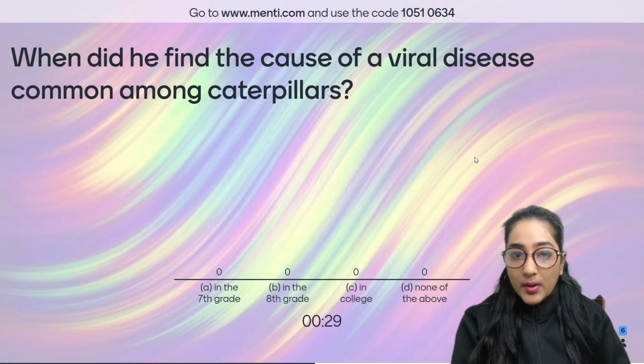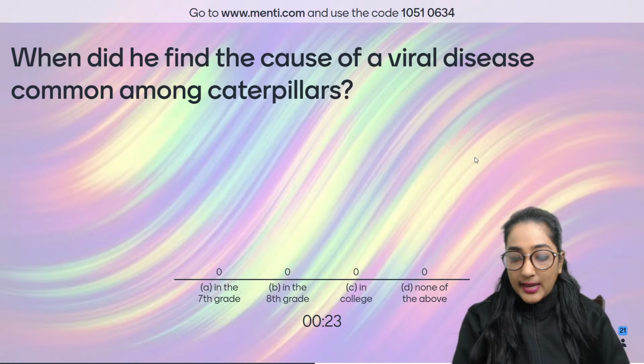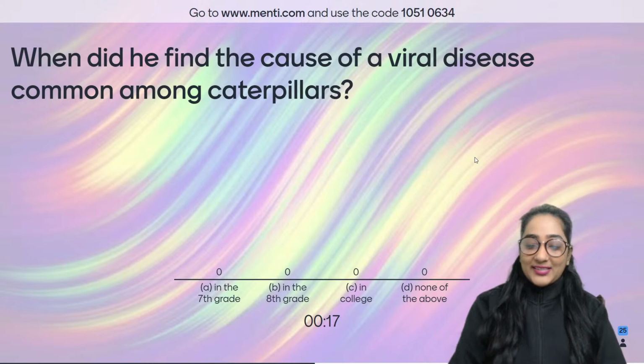In the 7th grade, in the 8th grade, in college, or you say none of the above? What exactly is the right answer now? Here, I'm sure D is not the answer. So what exactly is the right answer? A, B, C, or D?